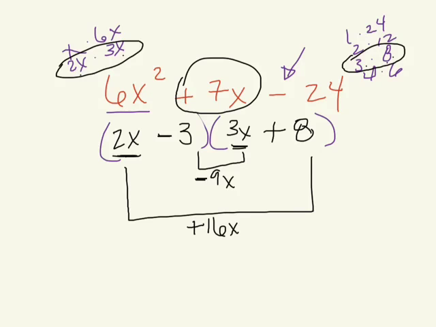So let's check it using FOIL method. First, outside, inside, last. So first, first right here. 2x times 3x should give you 6x squared. Yes, it does. Outside, right here, positive 8 times positive 2 gives you a positive 16x. Inside, negative 3 times a positive 3x gives you a negative 9x. When you combine these two together, you get a positive 7x. Last terms, negative 3 times a positive 8 gives you a negative 24. We're done. You can box this answer in. This is your answer.